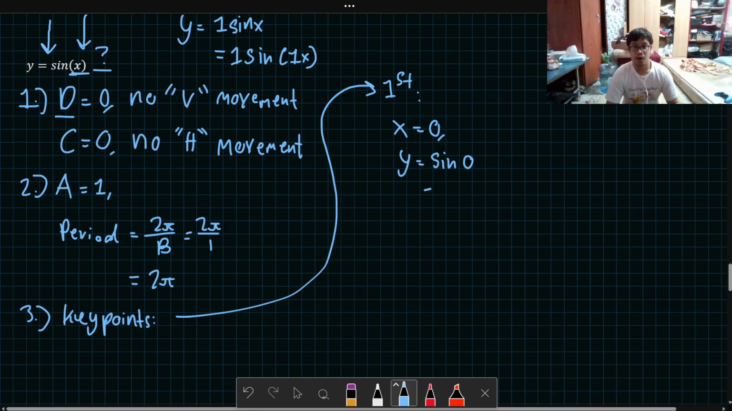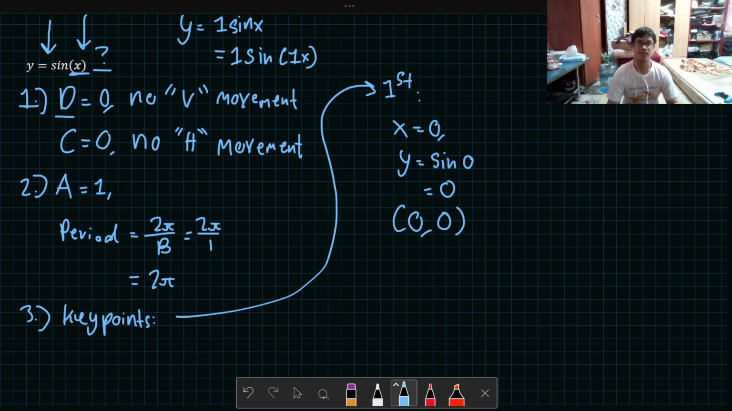So, going back, we have sine 0. So what does it mean? Sine 0, if you're going to use your calculator, it means it's 0. So meaning, your first key point would be 0, 0. Now, if you're asking me, what does it mean when it's 0, 0? I'm confused. Okay? In the first key point, of course, you're going to put it in an ordered pair.